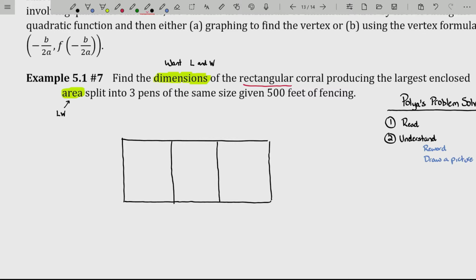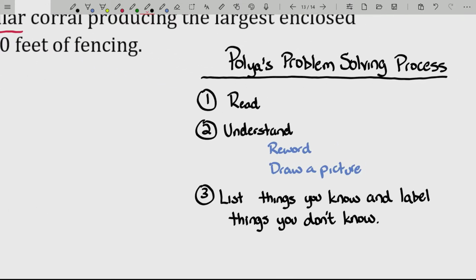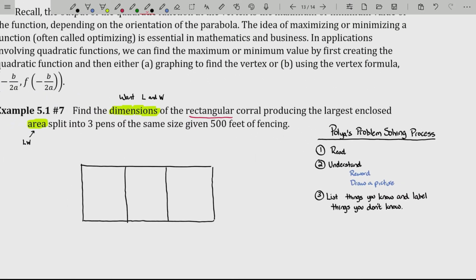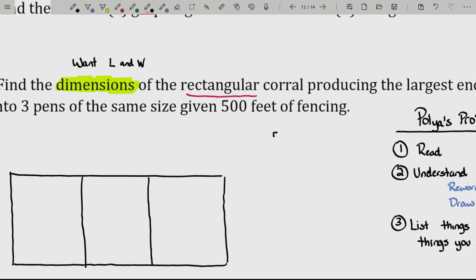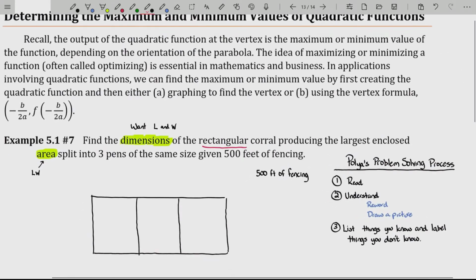So I've drawn a picture. And the next thing you're going to do in Polya's problem solving process is list things that you know that you've been handed in the problem. And you're also going to label things that you don't know. So for example, here, one thing that I definitely know is that we have 500 feet of fencing. So I'm just going to write that down, 500 feet of fencing. That is something that's been handed to me. Something else that I know, well, I have 3 pens of equal size. Drawing the picture showcases that.